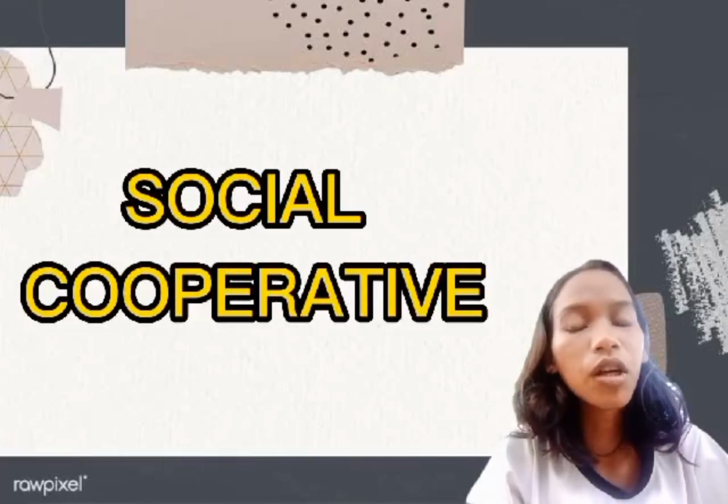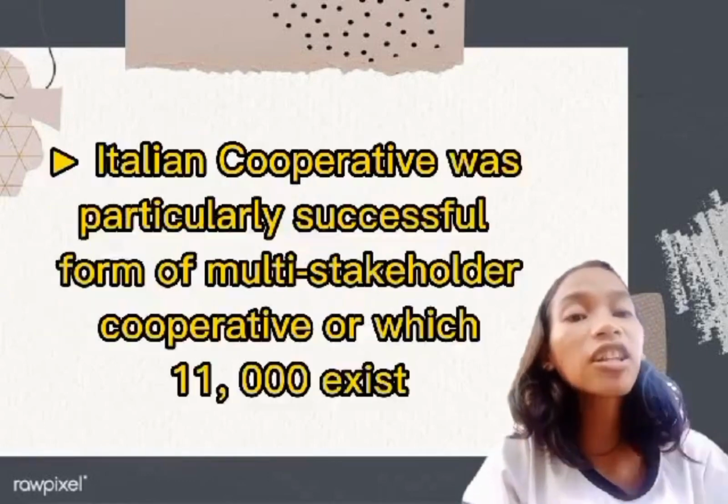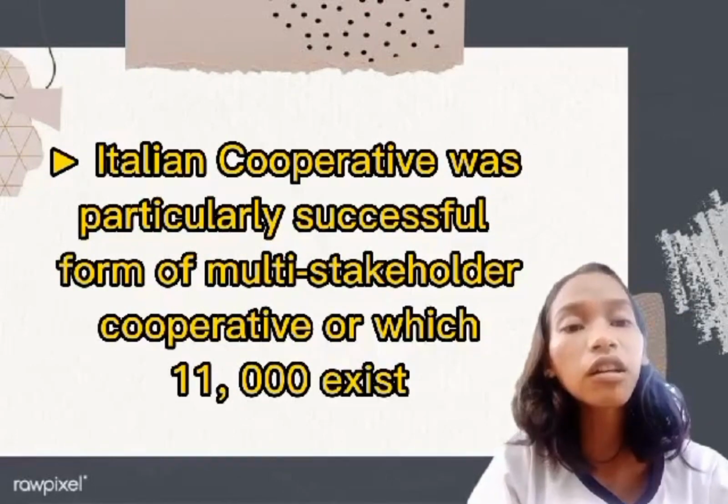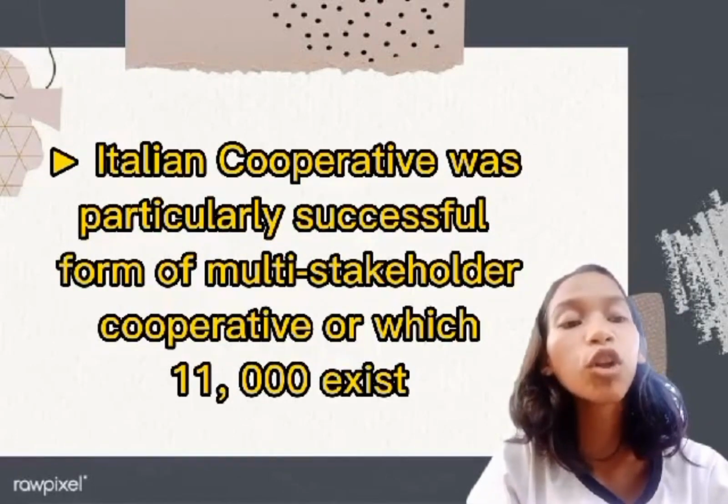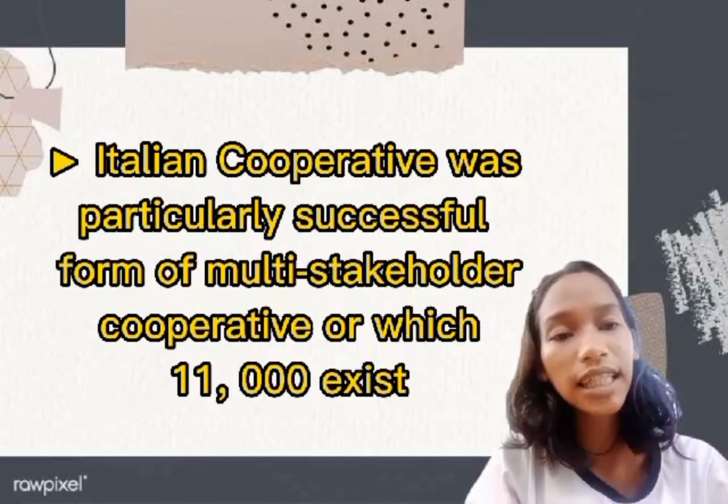So I would be discussing the social cooperative. Social cooperative was most developed in Italy but also exists in various forms in many countries. An Italian social cooperative is a particularly successful form of multi-stakeholder cooperative, of which over 11,000 exist. Social cooperatives have great impact on how important social services and community resources are delivered.